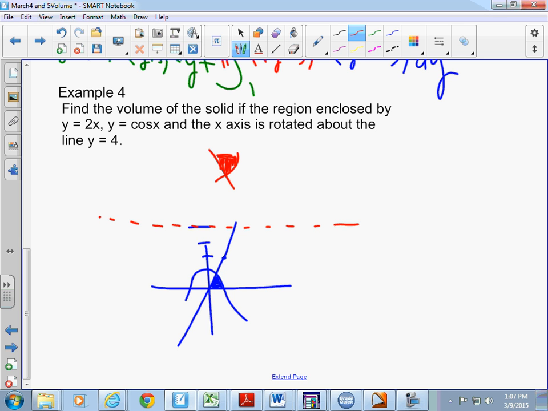Okay, so I'm revolving this around. Someone tell me why this is another hard one. Good. Now, where am I? Which one, y or dx? dx this time. Right, it's still a washer.